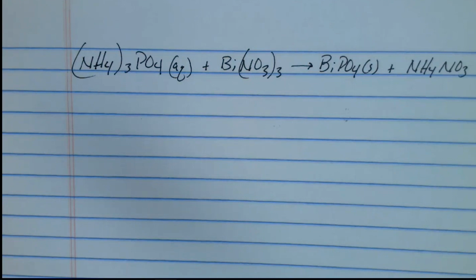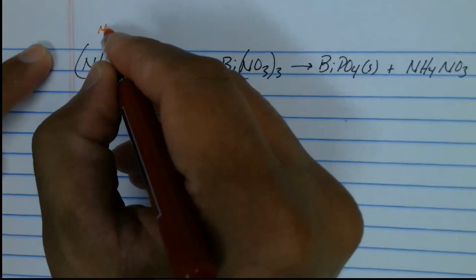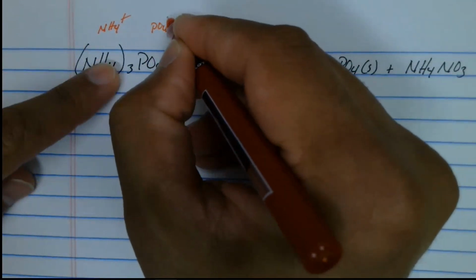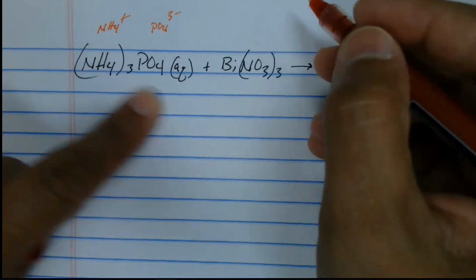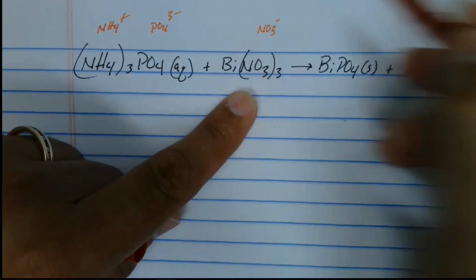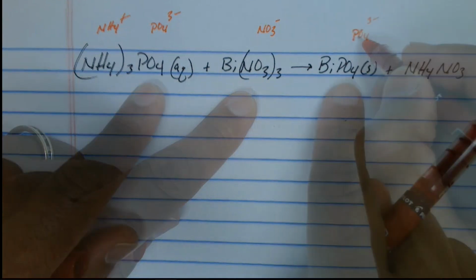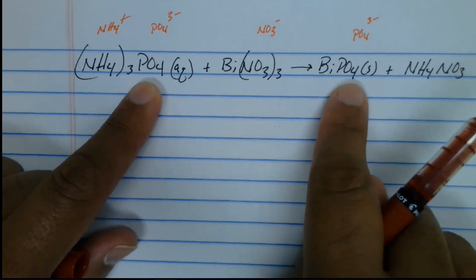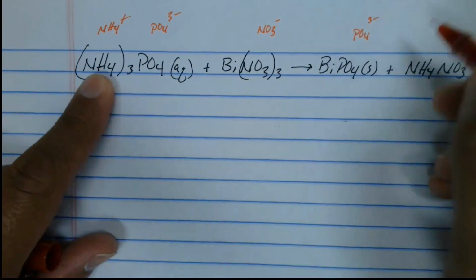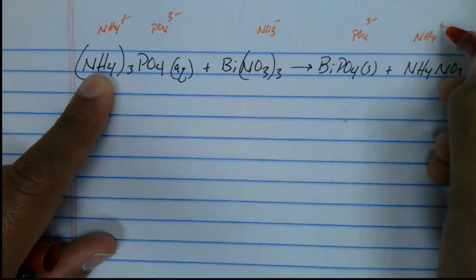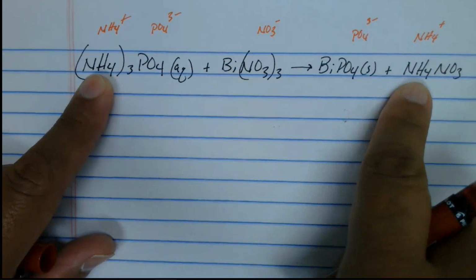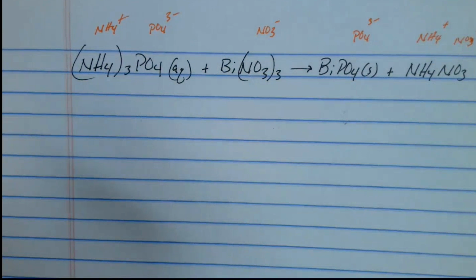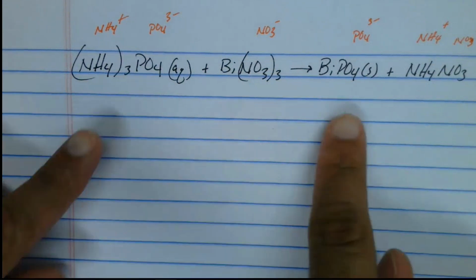And there is. If you look closely, there's ammonium ions, there's phosphate ions, there's nitrate ions. Notice how phosphate is still phosphate on the product side. Ammonium, NH4, is still NH4 plus on the product side. Nitrate is still nitrate on the product side. So this makes our lives a lot easier.